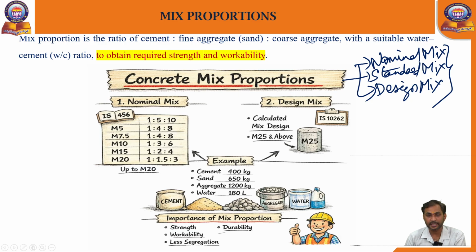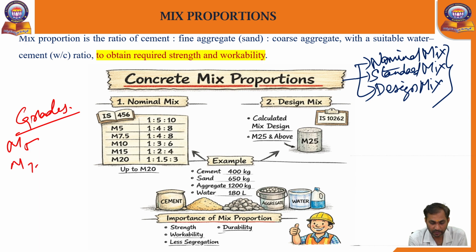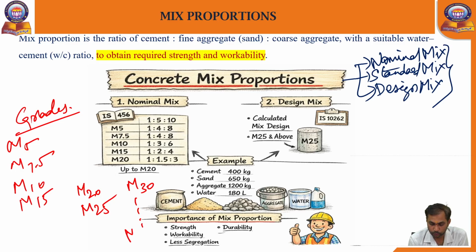Types of grades. So what are those grades? The grades are M5, M7.5, M10, M15, next M20, M25, next M30, up to M80 or like that.